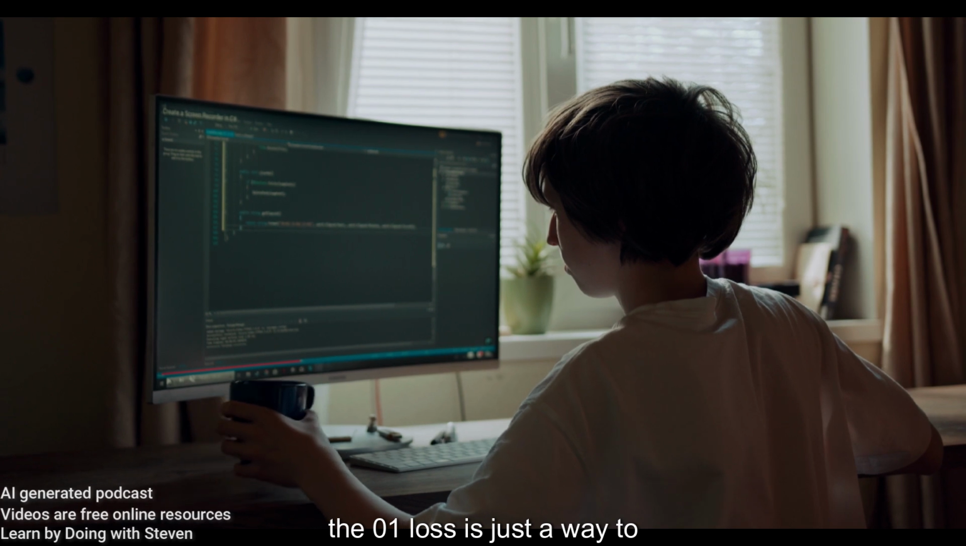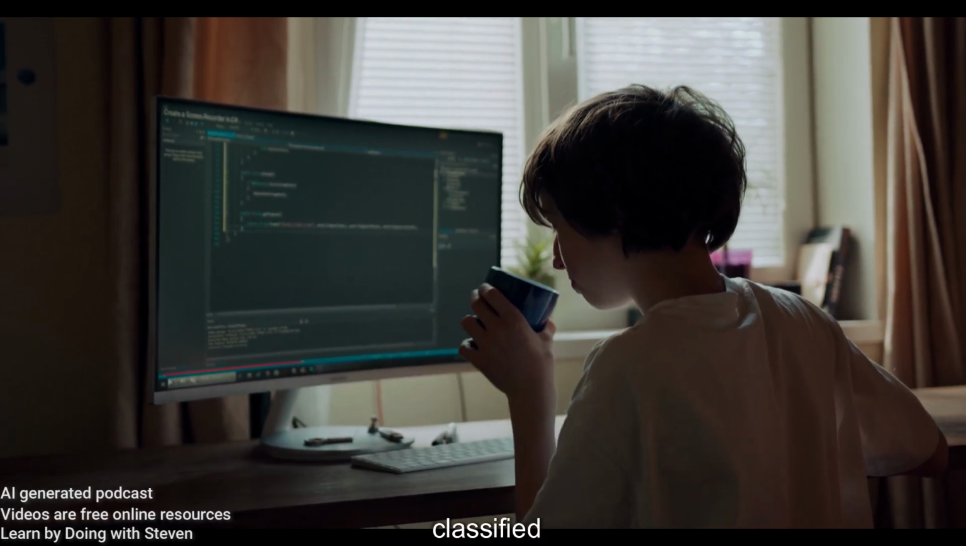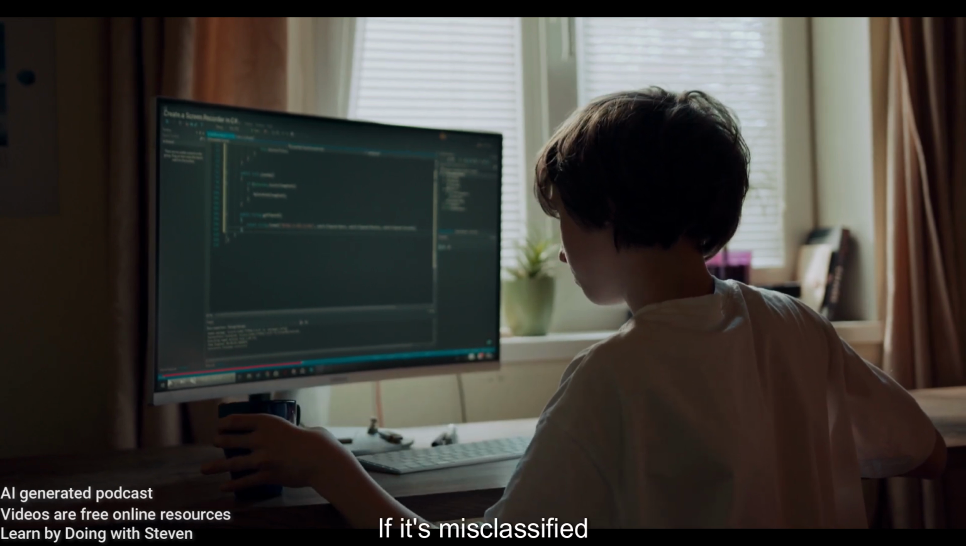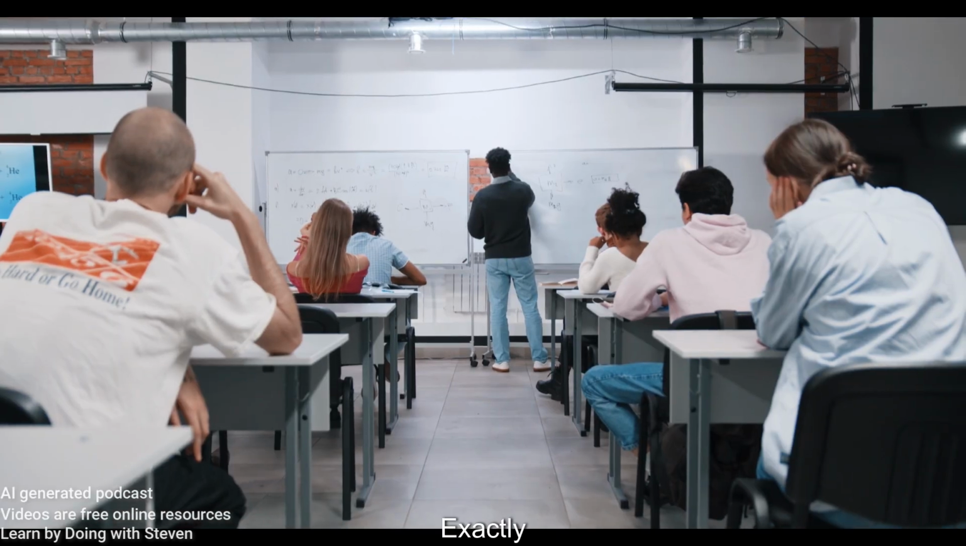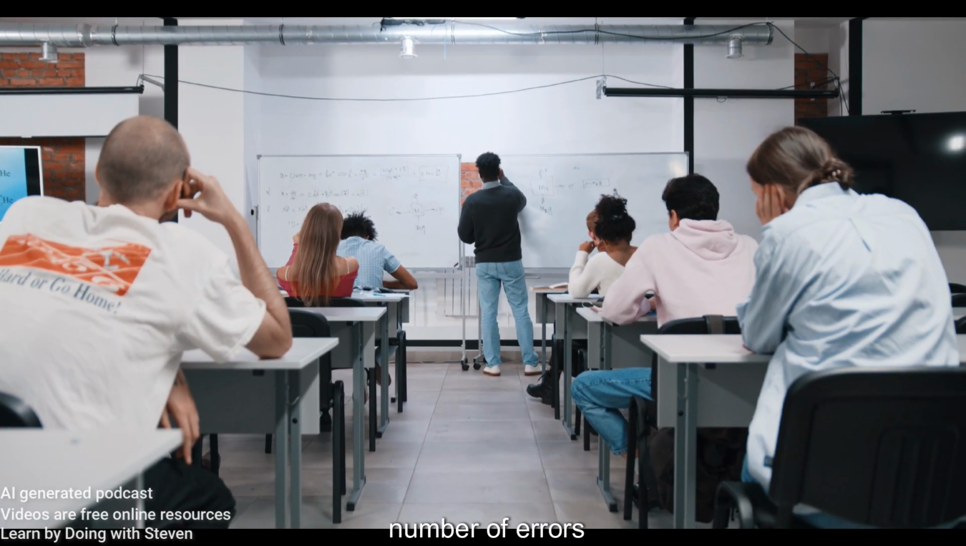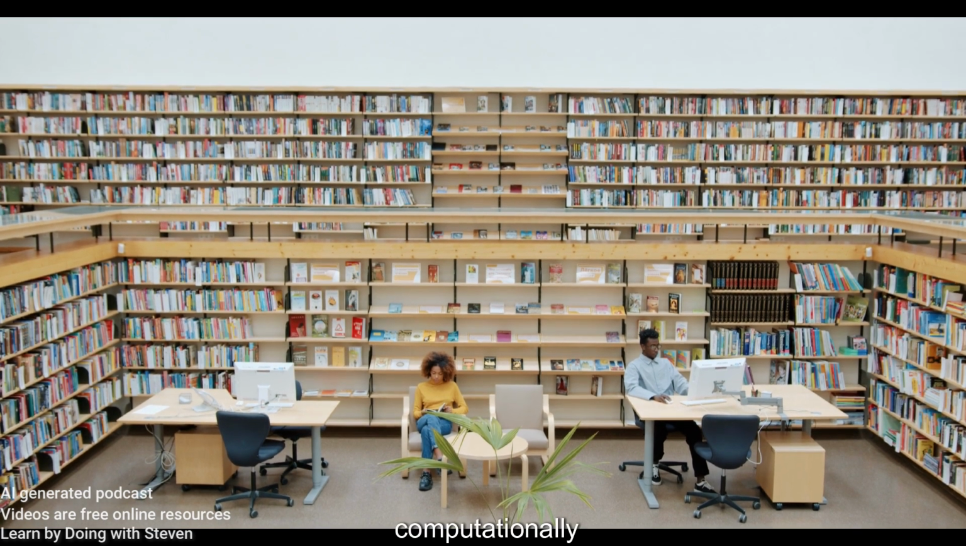linear.pdf mentions that minimizing the 0-1 loss is a way to find the optimal hyperplane. Yeah, the 0-1 loss is just a way to count misclassifications. So if a data point is correctly classified, the loss is 0. If it's misclassified, the loss is 1. So we basically just want to minimize the number of ones. Exactly, you want to minimize the total number of errors. But finding that optimal hyperplane can be hard. Yeah, computationally, it's a tough problem.